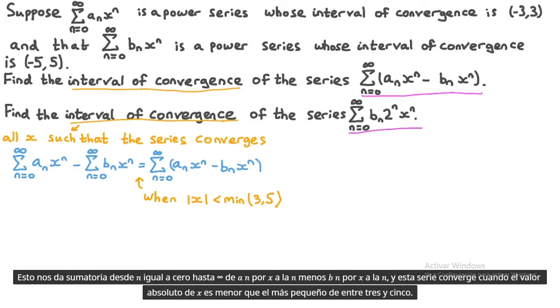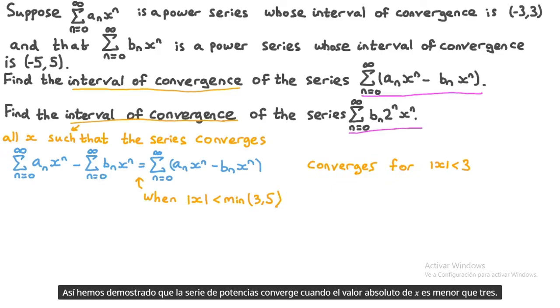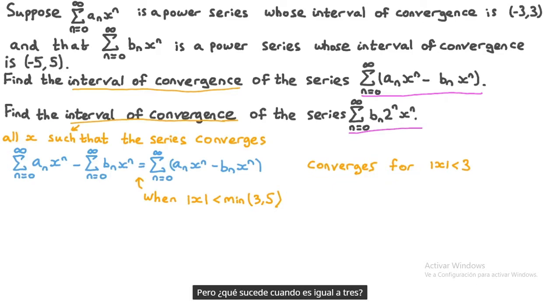This gives us that the sum from n equals 0 to infinity of a_n x^n minus b_n x^n will converge when the absolute value of x is less than the smaller of 3 and 5. So we've shown that the power series converges when the absolute value of x is less than 3, but what about when it's equal to 3? What about when it's greater than 3?